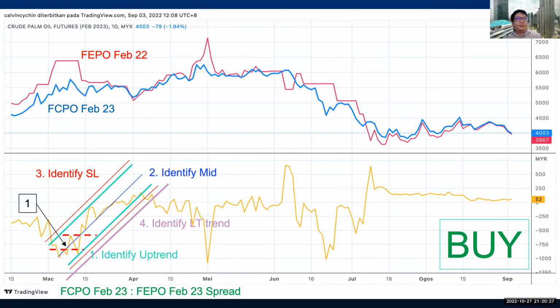So we can enter here on the breakout. We can also enter here once it goes back to the midline and goes up. But if you enter here, your stop loss should not be too far away from where you enter. Here also is an entry point. But here is the cut loss.